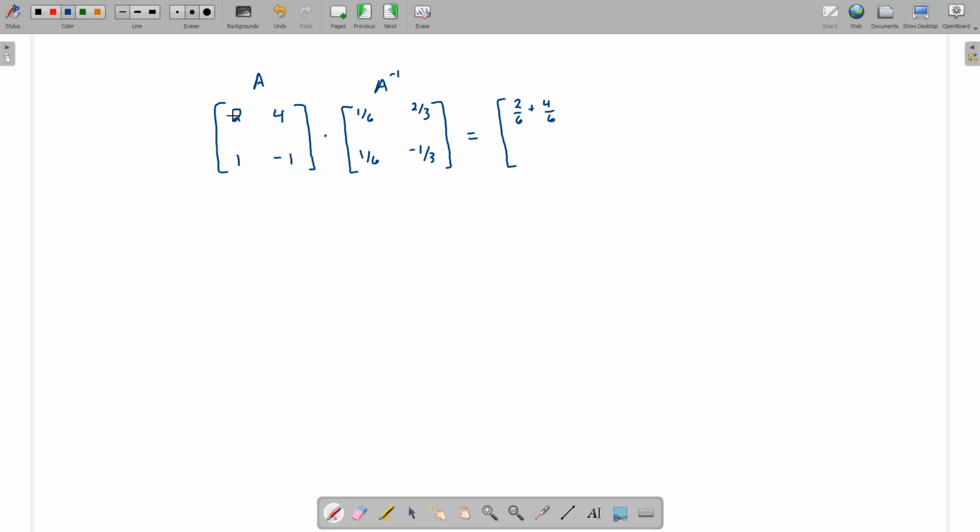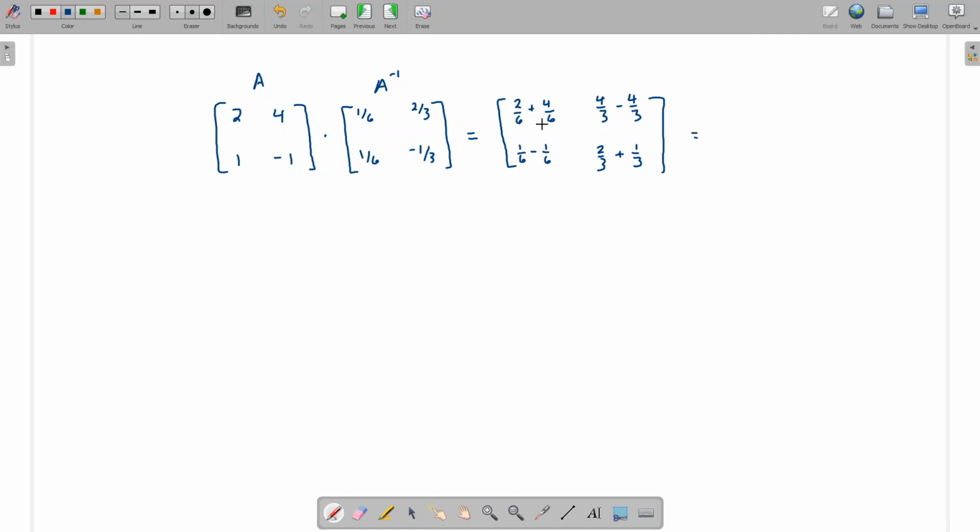Then let's move on to the next element right here, which would be the first row, second column. That's going to be 4/3 minus 4/3. Then go to the second row down here. Second row by first column is 1 times 1/6 plus, or minus in this case, -1 times 1/6, which is minus 1/6. And then second row by second column is going to be 2/3 from the 1 times the 2/3, and then plus another 1/3. The negatives cancel here, so plus 1/3. All right, so that's just doing rows by columns for each of those elements.